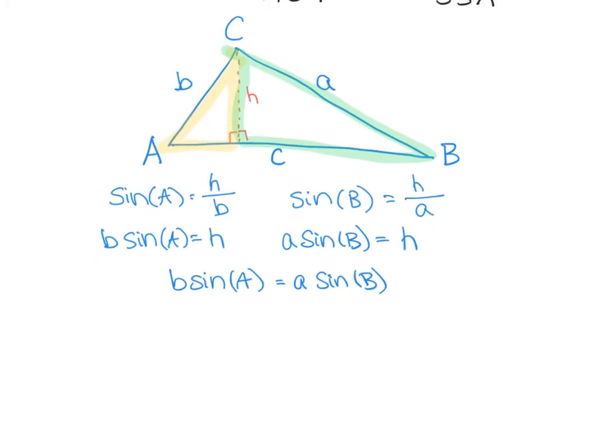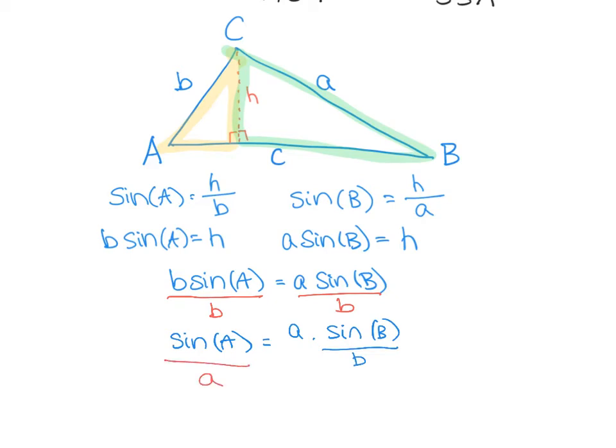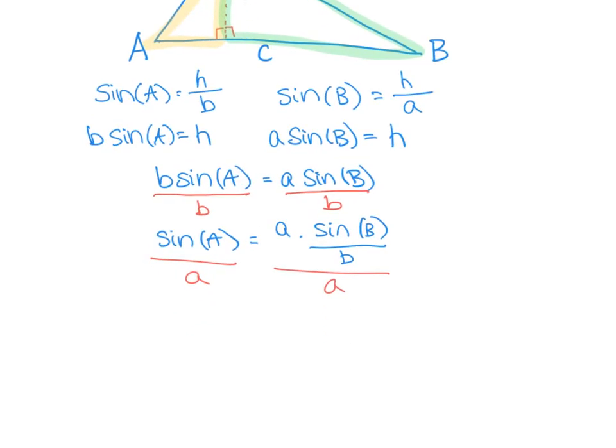First thing we're going to do is we're going to divide both sides by side length b and end up with sine of A is equal to side length a times sine of B over side length b. And I'm just going to go through, divide everything by the side length of a. And you should get sine of A over a, side length a, is equal to sine of B over side length b. And this right here, that is our law of sines.